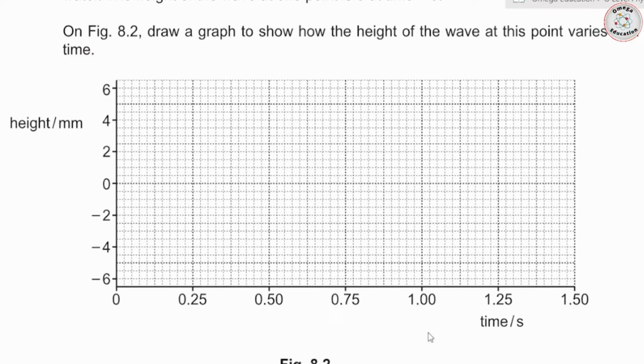So now we have to draw the graph first. All right. So once again, you have to first take notice of the amplitude. So amplitude was 3 millimeters. Here the amplitude is 3 millimeters and height on the graph is also in millimeters, so we don't need to consider any unit conversion for the y-axis. On the x-axis we have to represent time, which is in seconds.